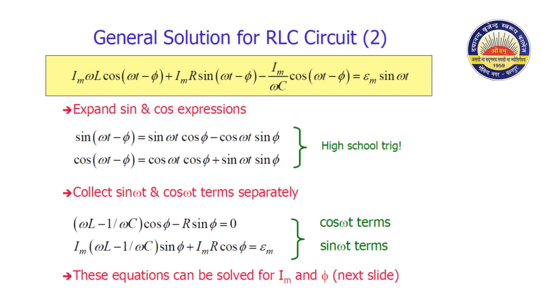For cos omega t, we will have the term omega L minus 1 upon omega C, times cos phi, minus R sin phi, is equal to 0. The sin omega t term will contain Im times omega L minus 1 upon omega C, times sin phi, plus Im R cos phi, is equal to epsilon m.